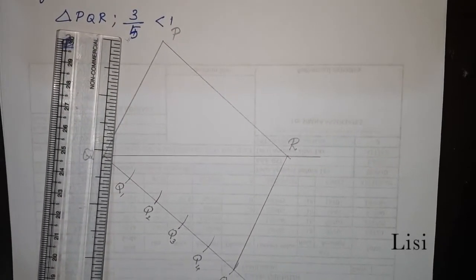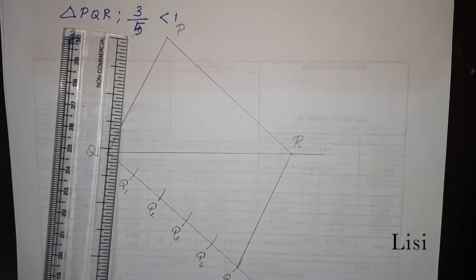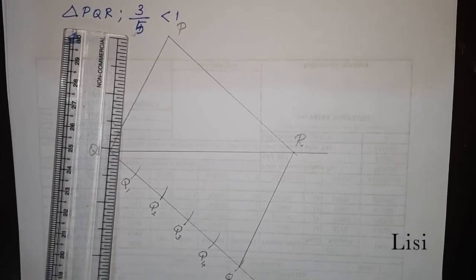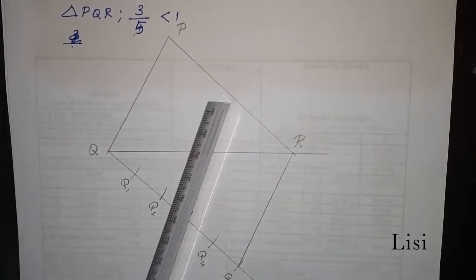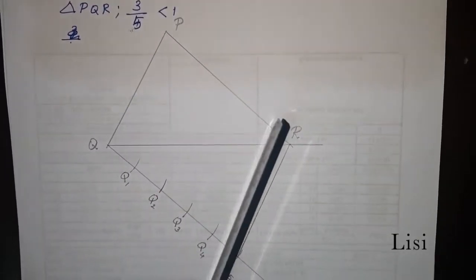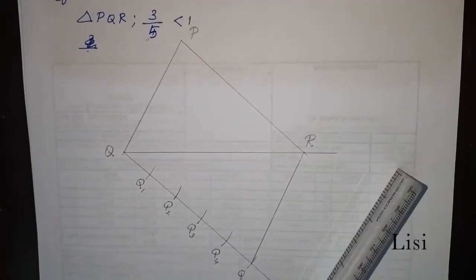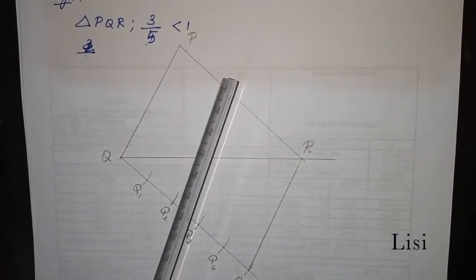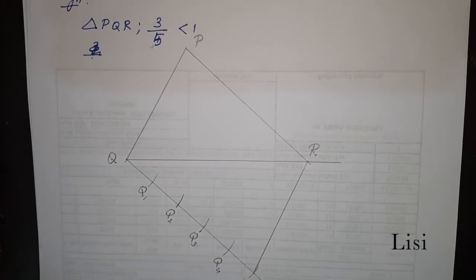Clear? And now you see 3 by 5 is a proper fraction. Since this is a proper fraction, the next point you are going to construct should lie inside. If it is an improper fraction, then whatever you are going to construct after this should lie after the marking 1, outside. If it is a proper fraction, it should lie inside, and if it is an improper fraction, it should lie outside. Clear with me? Shall we do it? Very simple, easiest one.